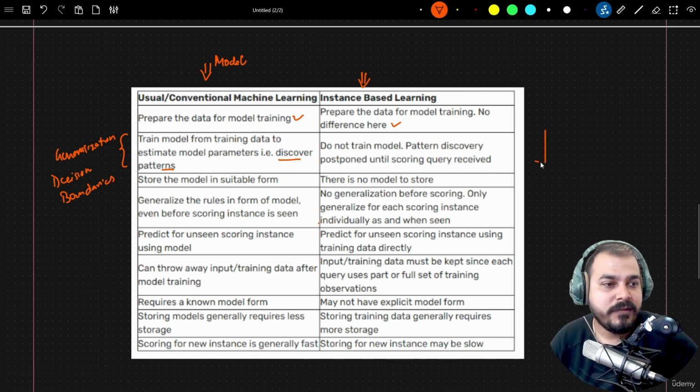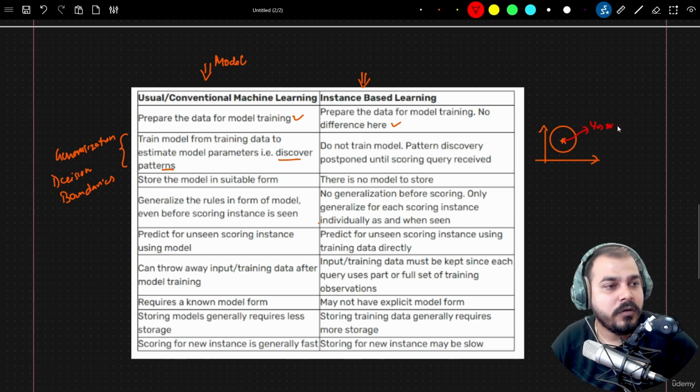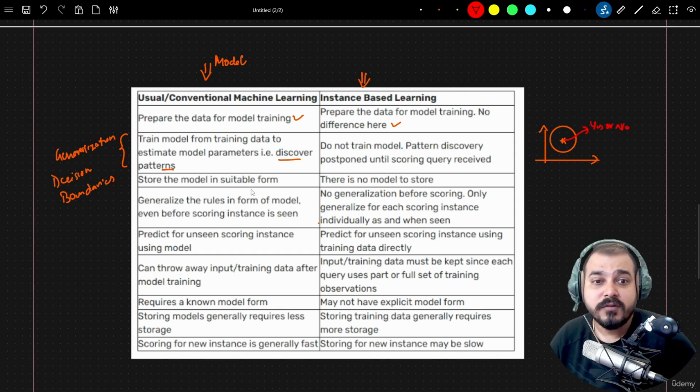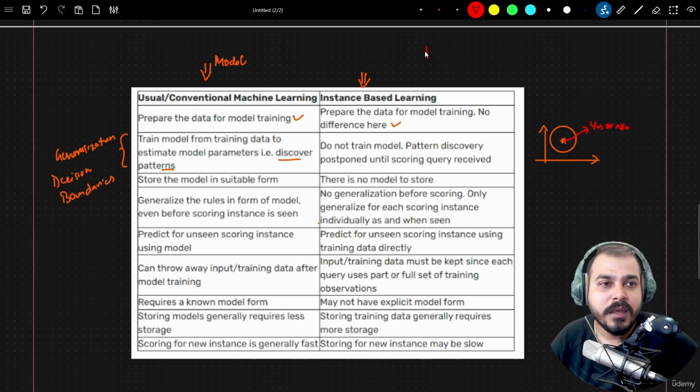So that basically means whenever you get a new data point, only then will we try to query this. Here there is no pattern recognition in instance-based learning. Whenever new data comes, only then will we be able to identify, based on the surrounding data, whether it is yes or no, or whether the person is going to pass or fail. Next, store the model in a suitable format. So in most of the models that we'll be using, we will be able to save them in some pickle format file.